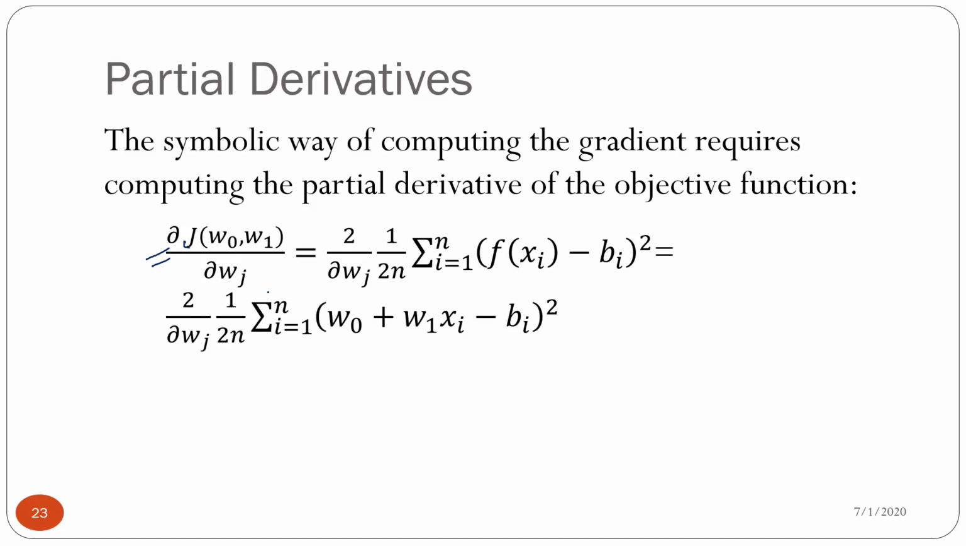So if you do these things and equate that to 0, then you will ultimately find the values of w0 and w1. That's the symbolic way of computing the gradient, which we have to find so that we can determine in which direction we have to move in order to find the global minima for our error function. Here we have these constants like 2 and 2n, just so that we can simplify the ultimate result.